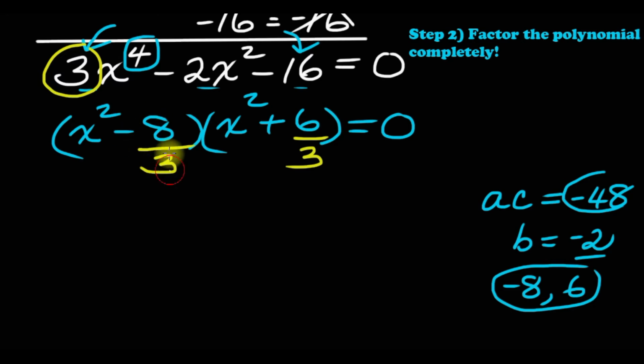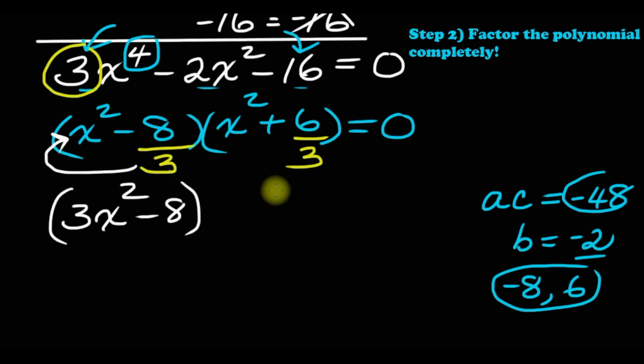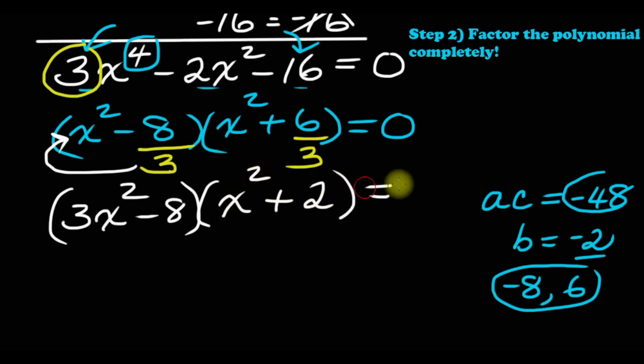Okay, so 3 cannot go into 8 exactly, so the 3 is going to come to the front. So we're going to have 3x squared, take away 8. So this is one of the factors. The other one, 3 goes into 6 2 times, so that would be x squared plus 2 equals to 0. Okay, so these are the two factors.